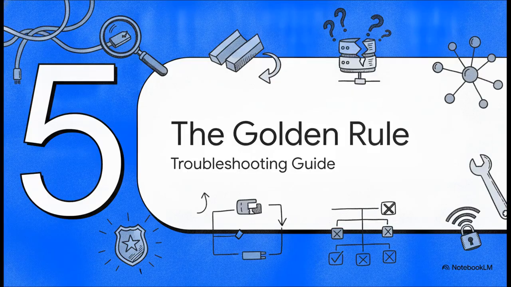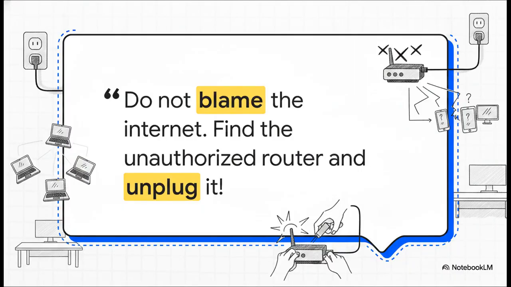Section 5. The Golden Rule of Troubleshooting. Let's bring this case to a satisfying close by equipping you with the ultimate field technician rule. So how do we solve this? As network detectives, we need a reliable way to fix this localized chaos.